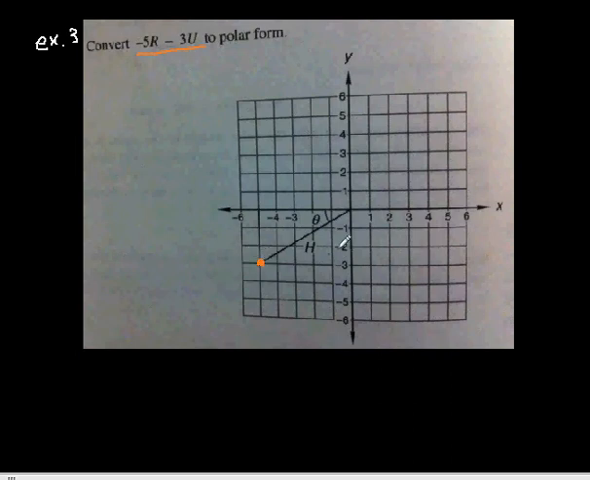In order to write it in polar form, we need the magnitude, which is the length of the hypotenuse, and the direction, which is this angle. So what we're going to do is make some sides. We're going to make ourselves a little triangle so that we can figure this out.